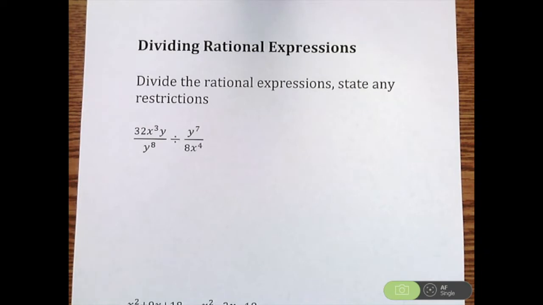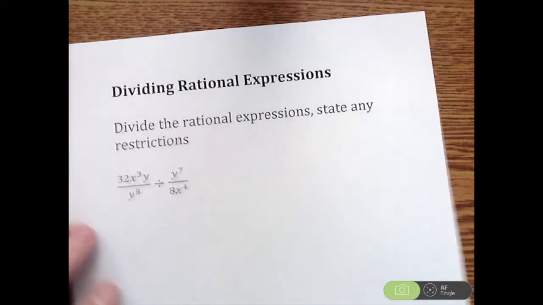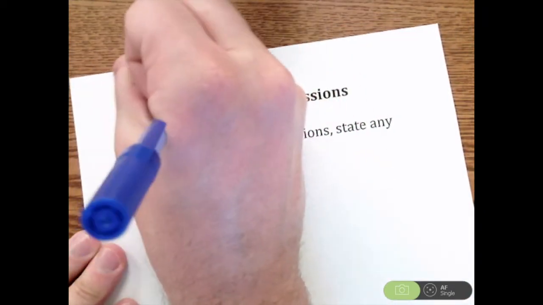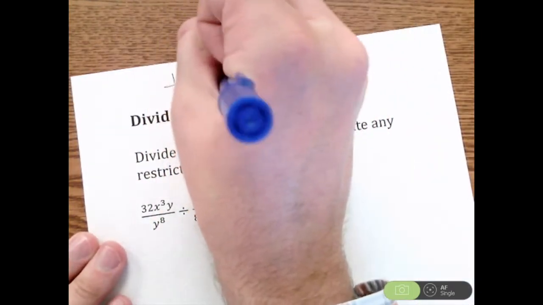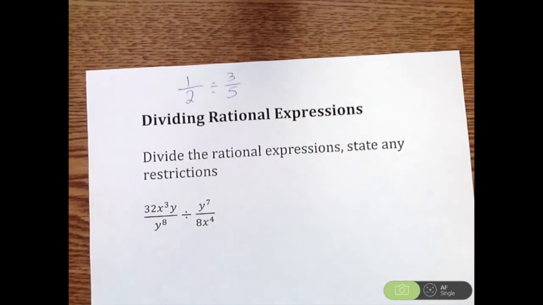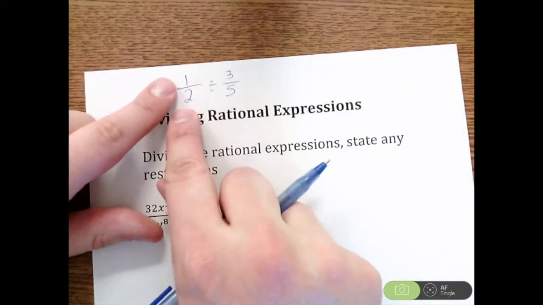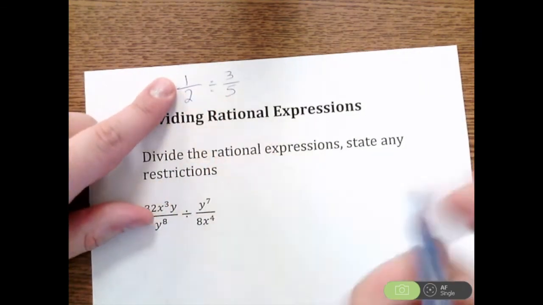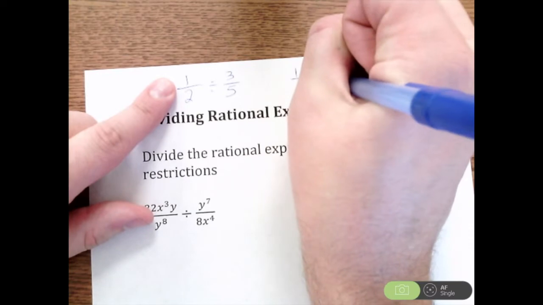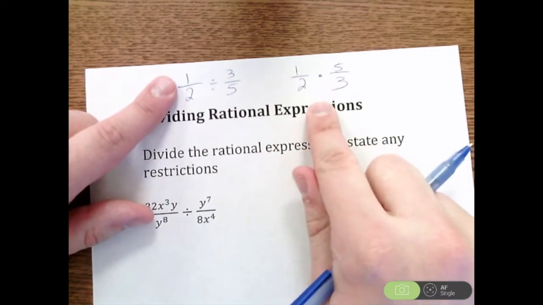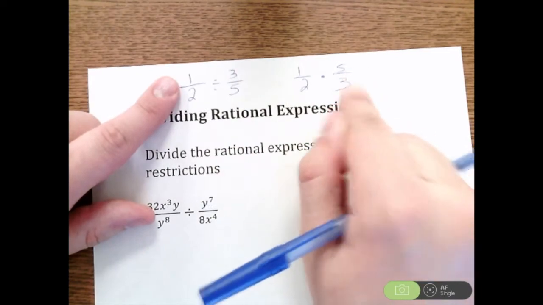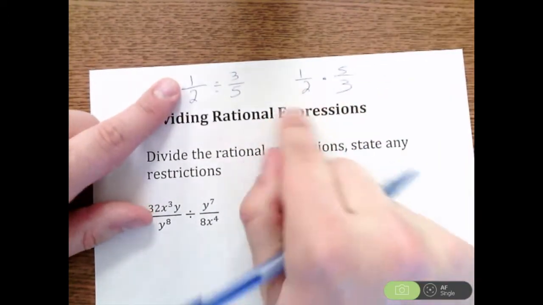Alright, I'm going to review dividing rational expressions. Before we get there, let's talk about the most basic. Back when we did basic fractions, like 1/2 divided by 3/5, whenever we divide two fractions, we took the divisor, whatever we're dividing by, and we flipped it, or took the reciprocal, and changed it to multiplication. So 3/5 is now 5/3, and it became multiplication.